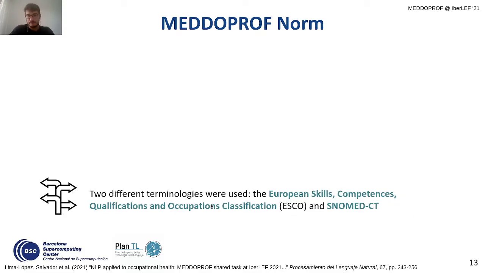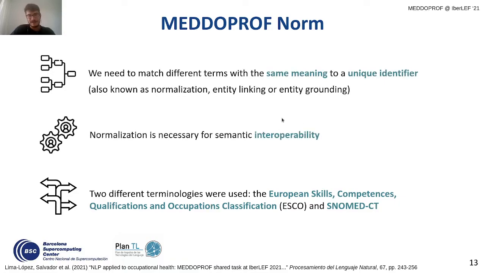Okay, so I'm going to talk a little bit more about the normalization subtrack. As you may know, an important part to ensure semantic interoperability is to make sure that we can match terms that have the same meaning to the same identifier in standard terminology. This is a task that is usually known as normalization or entity linking or entity grounding.